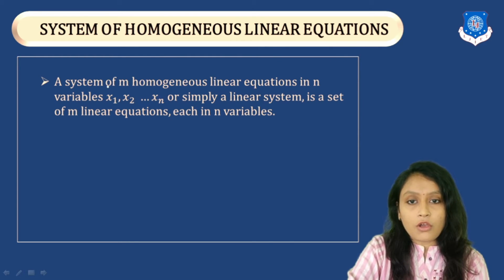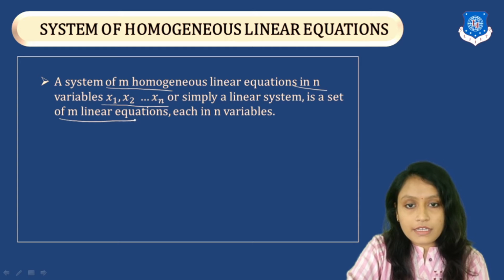A system of m homogeneous linear equations in n variables, that is x1, x2 up to xn, or simply a linear system, is a set of m linear equations each in n variables. Here we are considering m homogeneous linear equations in n variables.